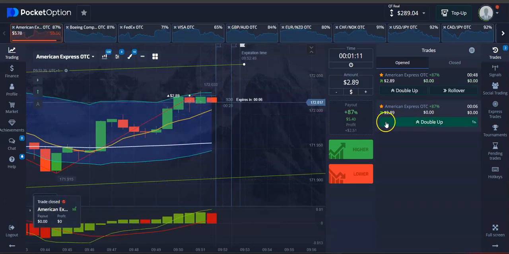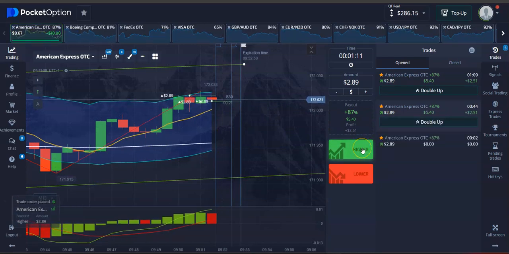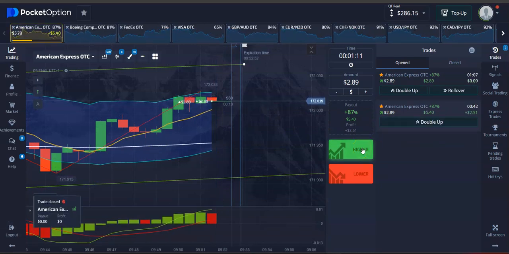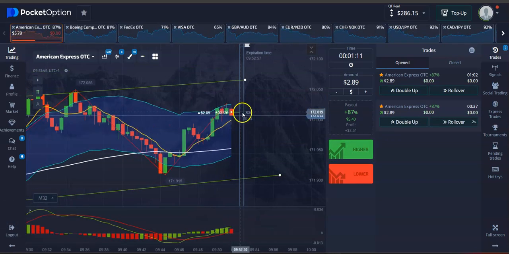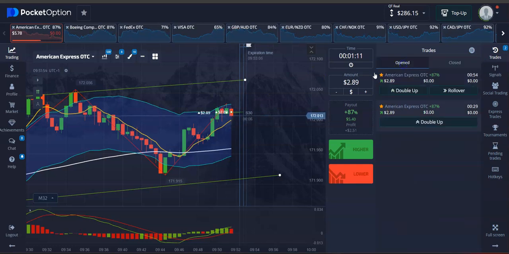I lost that one, okay? Price is messing about. I lost that one. Oh, two wins, one loss. Not good. Not good at all. Okay? Not good at all. So which one is this one? American Express. Yeah, two wins, one loss. Okay. So we got two trades going on.